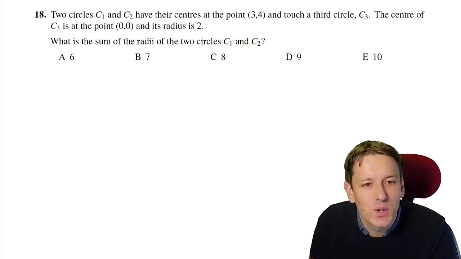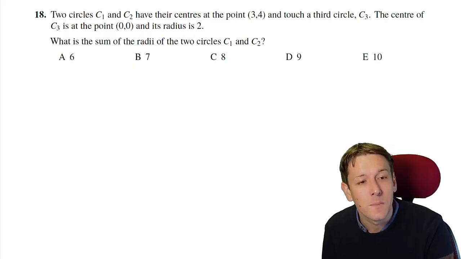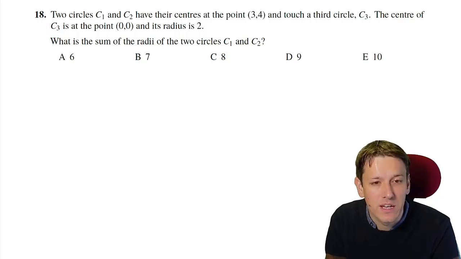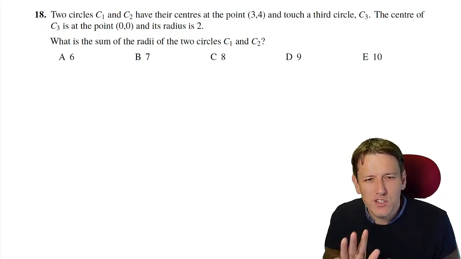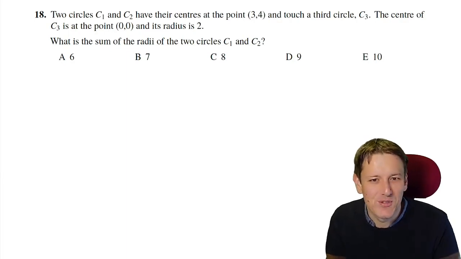Two circles C1 and C2 have their centres at the point 3, 4 and touch a third circle C3. The centre of C3 is at the point 0, 0 and its radius is 2, and we want to work out the sum of the radii of these two circles, C1 and C2. I'm not going to worry too much about that at the moment. I think I'll just look at the information and start trying to draw a picture.